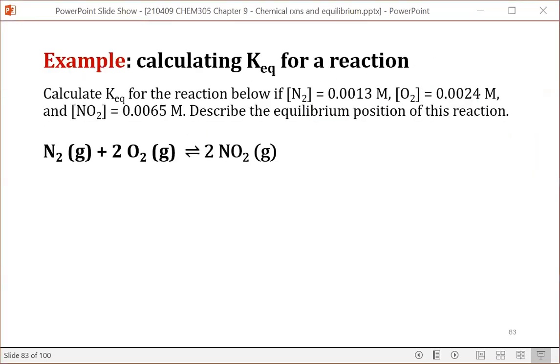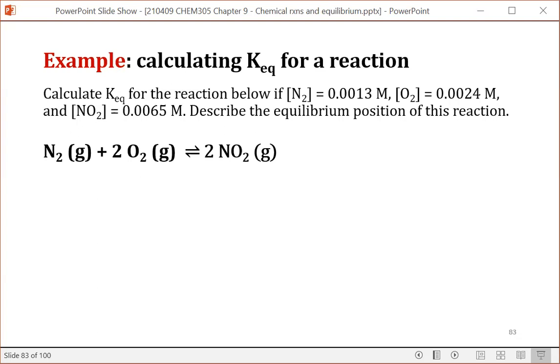So let's do an example. Let's calculate KEQ for the reaction below. If our concentration of nitrogen gas is 0.0013 molar, our concentration of oxygen gas is 0.0024 molar, and our concentration of nitrogen dioxide is 0.0065 molar. And then let's describe the equilibrium position of this reaction based on our calculated KEQ.